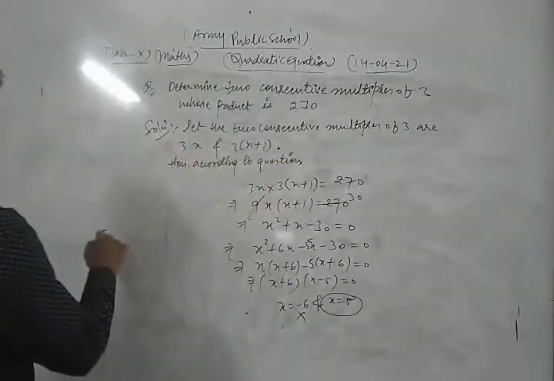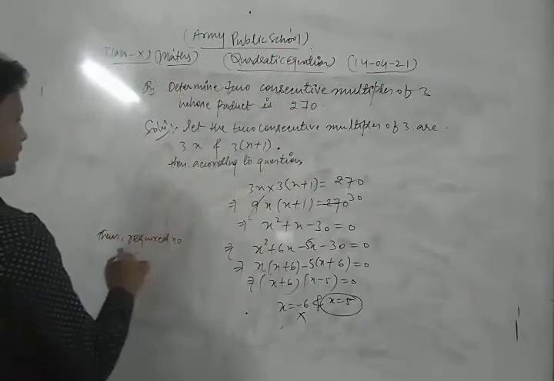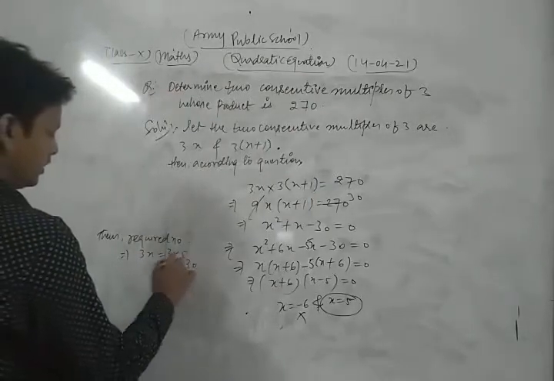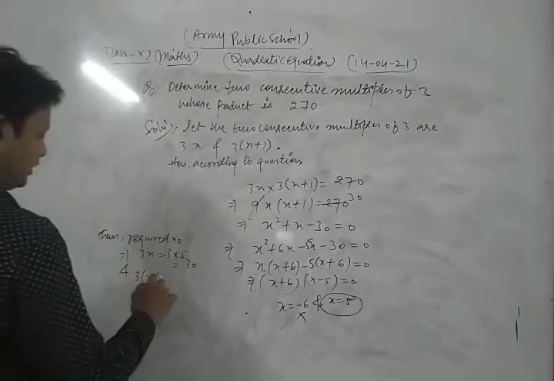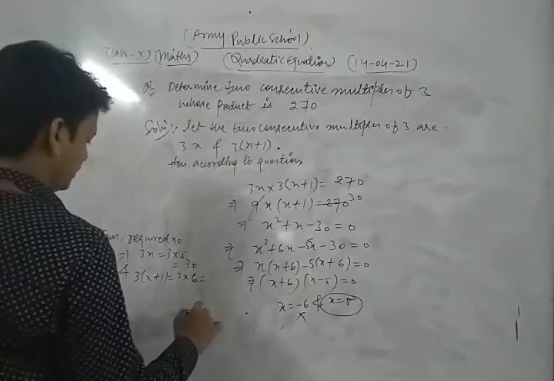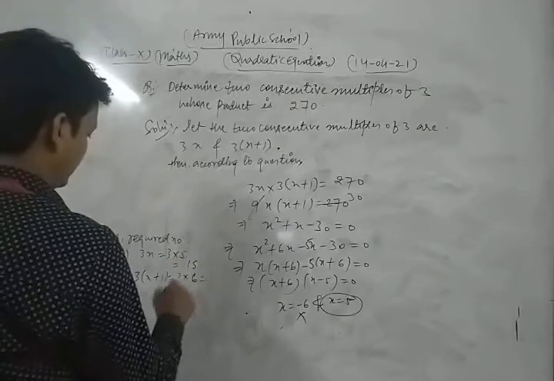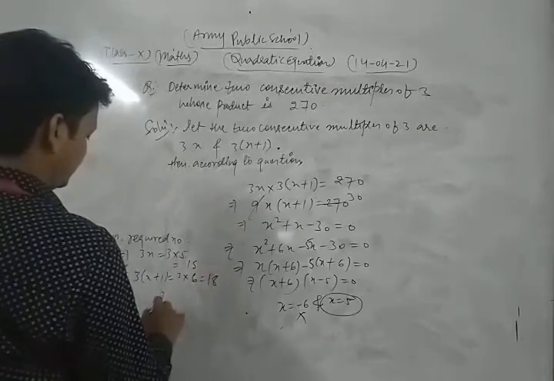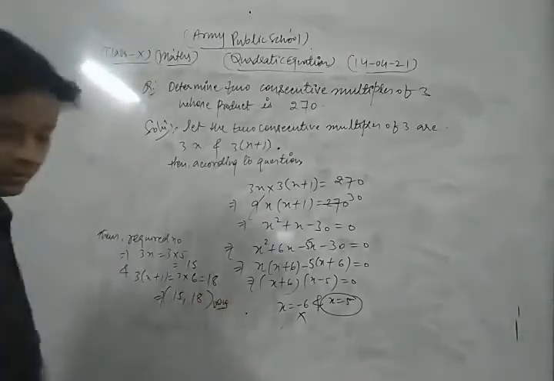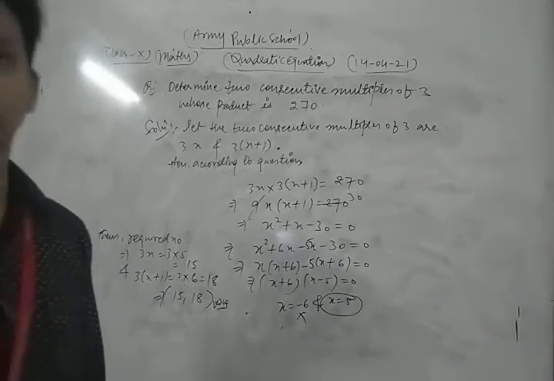Thus the required numbers are 3x, meaning 3 into 5, that is 15, and 3x plus 1 means 3 into 6, that is 18. So the required numbers are 15 and 18. This is the required solution of the given question.